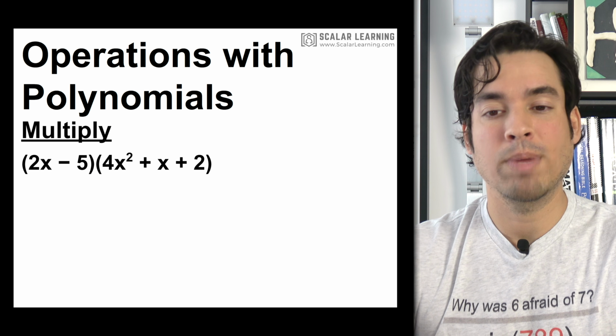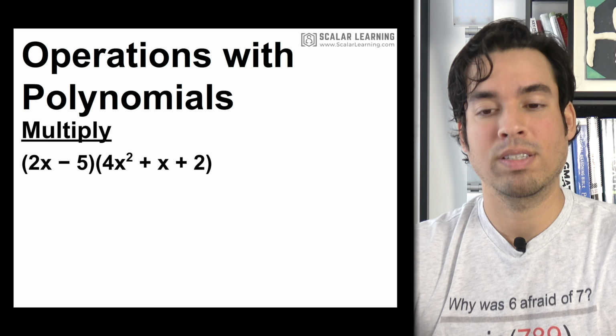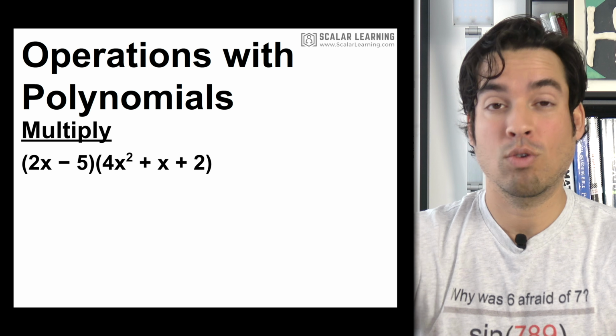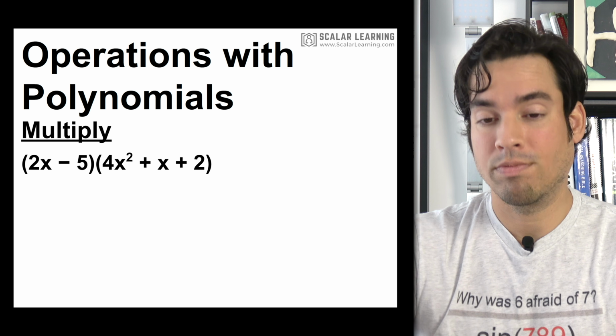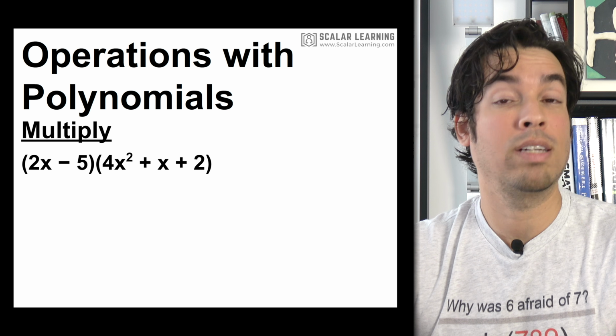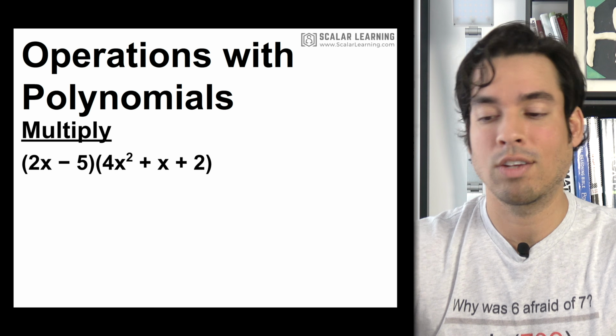So we've got 2x minus 5 times 4x squared plus x plus 2. Again, we're sort of doing the foiling operation. So if you guys had questions about that, this is how it works. Very straightforward. Essentially, everything in the first one has to multiply at some point everything in the second one. And this is a nice order to go in.